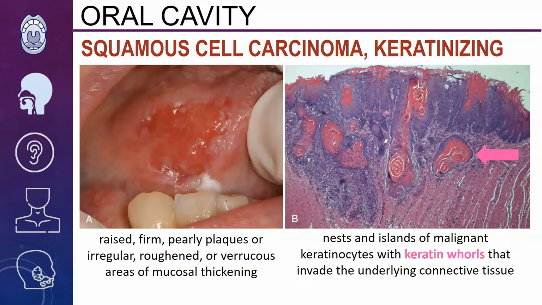SCC tends to infiltrate locally before metastasizing. The routes of extension depend on the primary site. The cervical lymph nodes are the favored sites of local metastasis, and the most common sites of distant metastasis are mediastinal lymph nodes, lungs, liver, and bones.